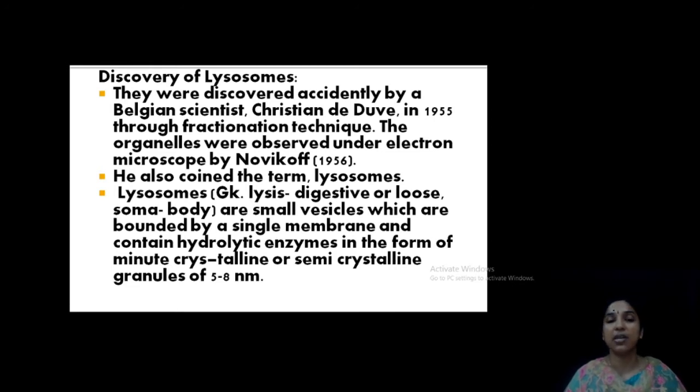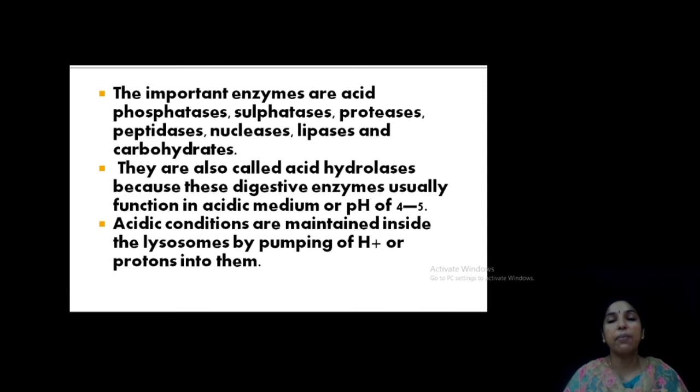They are small vesicles that contain powerful hydrolytic enzymes in the form of crystalline or semi-crystalline granules. So they are a form of vesicle, a bag containing powerful hydrolytic enzymes. That's only the content. Clear? Important enzymes are acid phosphatase, sulfatases, proteases, etc. present inside this, and they are called acid hydrolases because these digestive enzymes function in an acidic medium, that is, between pH 4 to 5. They function in acidic medium only.